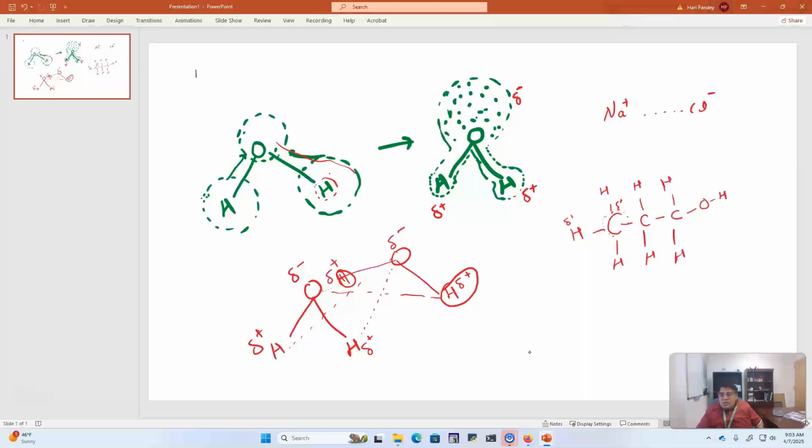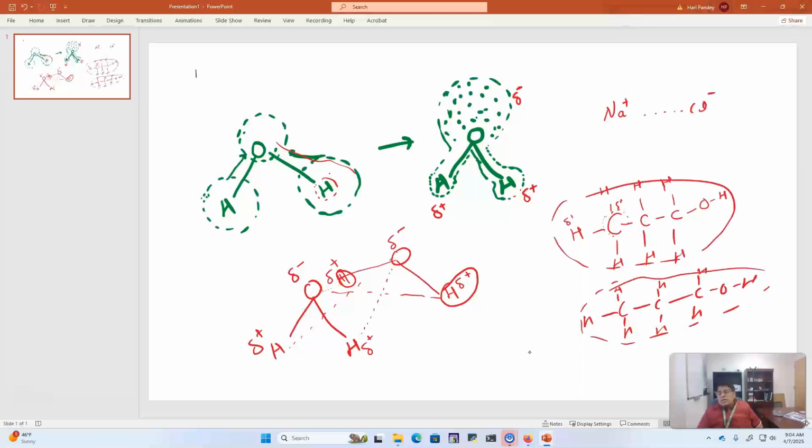So if you have another propanol, it's here. If you have another propanol, there is an overall attraction between this guy and this guy. So that is not like this attraction, because this scenario is permanent.